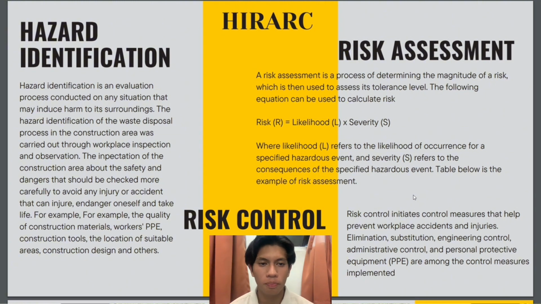The second one is risk assessment. The risk assessment is a process of determining the magnitude of a risk, which is then used to assess its tolerance level. The following equation can be used to calculate risk, which means risk equals likelihood times severity.